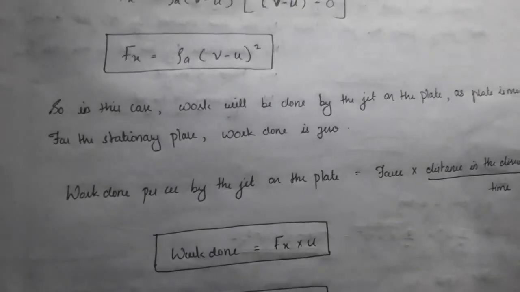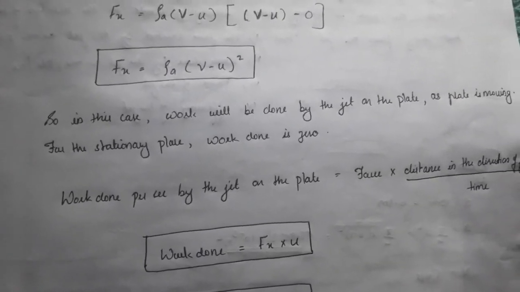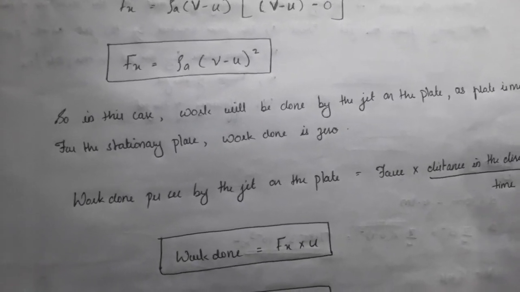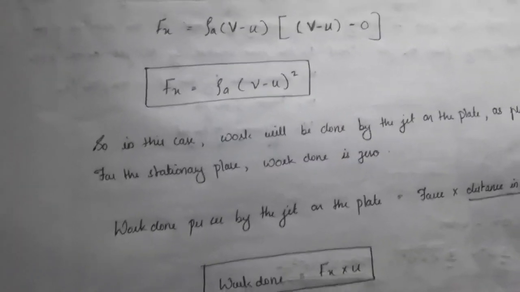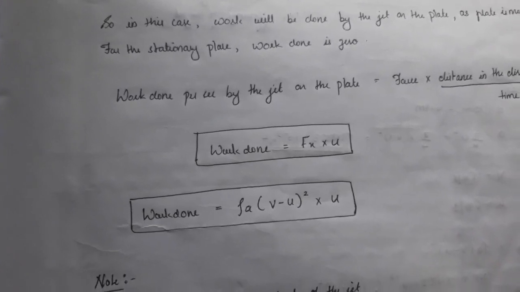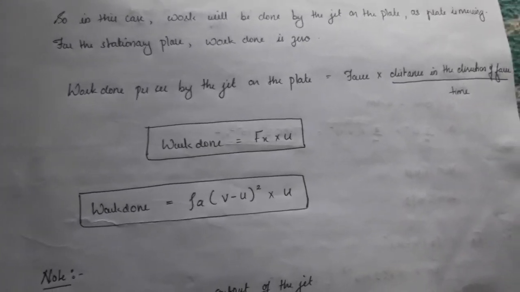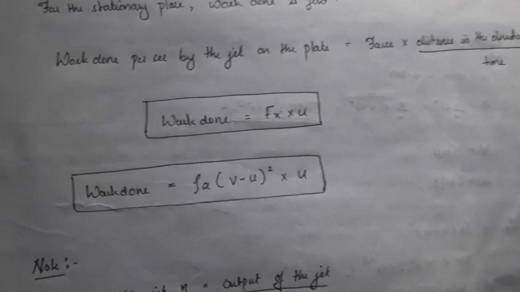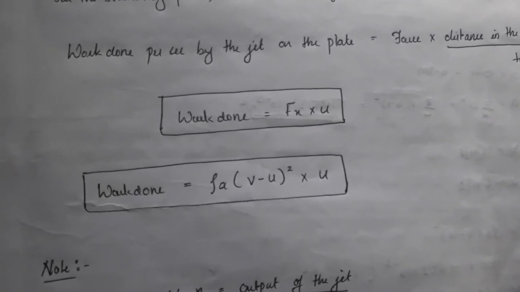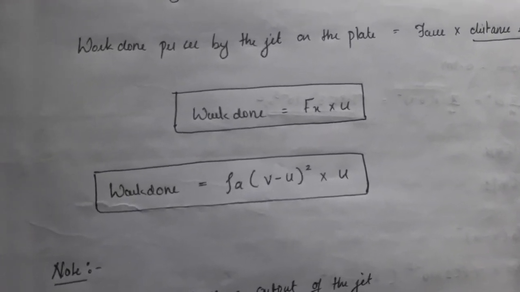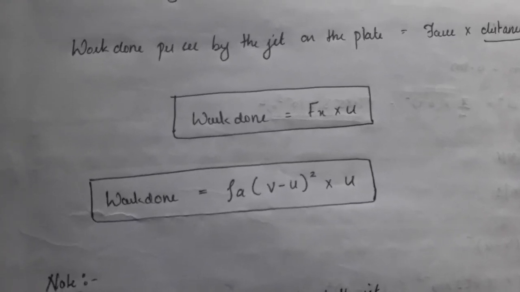In this case, work will be done by the jet on the plate as the plate is moving. For a stationary plate, work done is 0. Work done per second by the jet on the plate is equal to force into distance in the direction of force by time. Work done is equal to Fx into U, that is, rho A into V minus U the whole square into U.